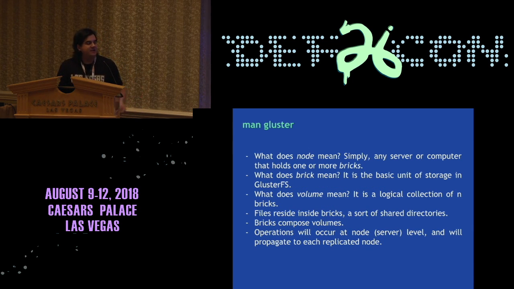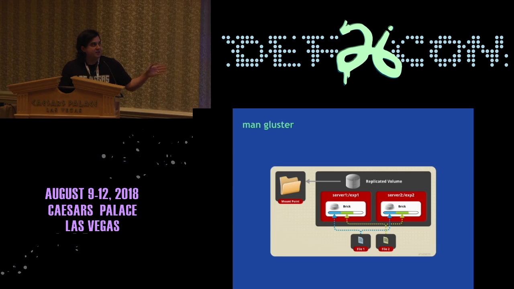What does a node mean? Any server or computer that holds one or more bricks. The bricks are the basic unit of storage in Gluster. And a volume is a logical collection of those. Every file resides inside bricks. You can think of them like a sort of shared directories. I know it's not the exact definition, but it's for having a simple idea of this. Bricks compose volumes. All operations will occur at node level and will propagate accordingly. This illustrates basically everything I said before. You have the mount point on your operating system, the replicated volume, and the files on the bricks.